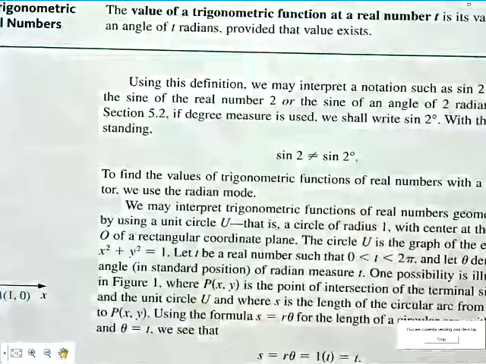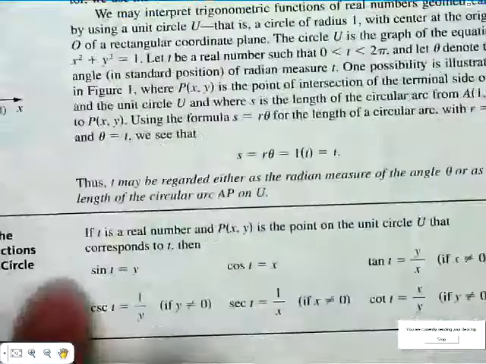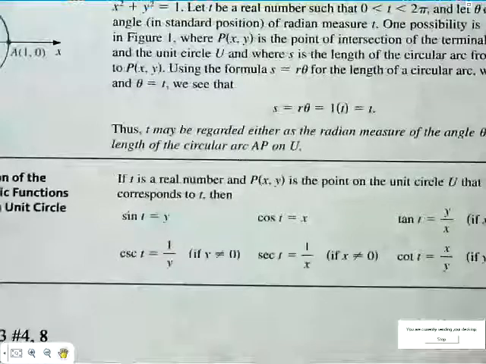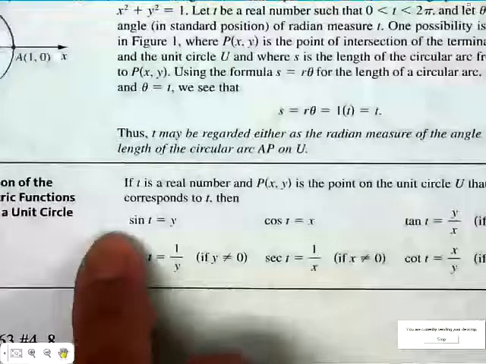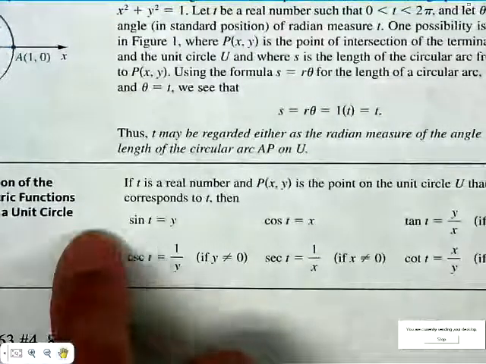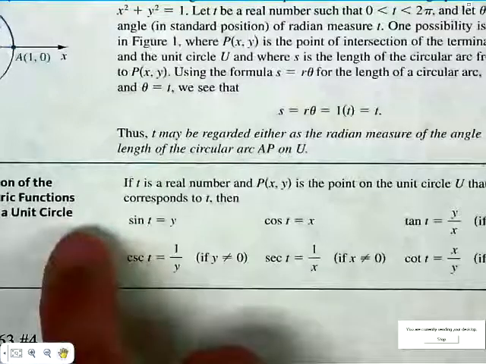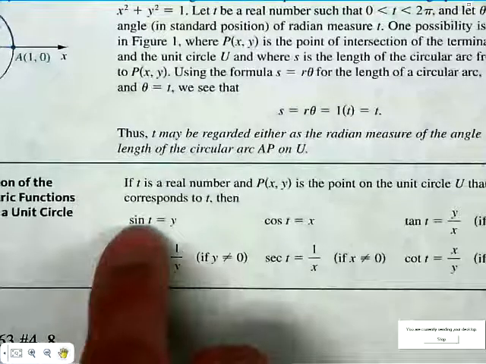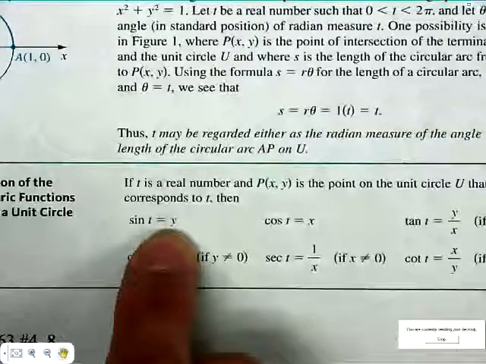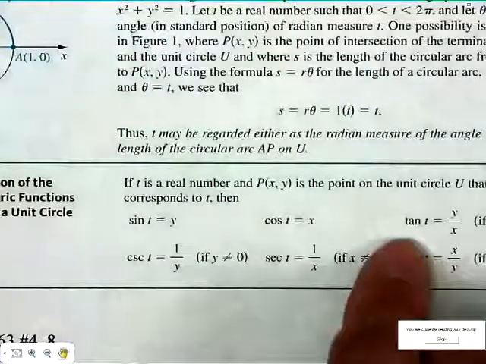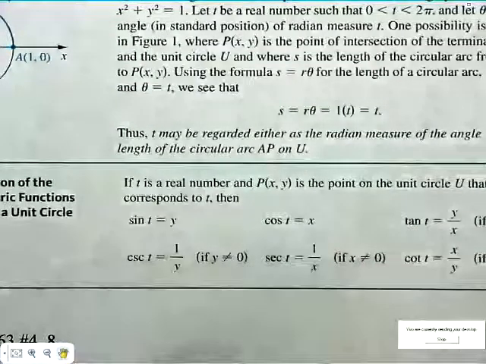The definition of the trig functions in terms of unit circle, like I said, we already have the sine of theta being y over the radius, but in the unit circle, the radius is 1. So the sine of t radians, or the sine of the real number t, is just the y coordinate that corresponds to a point on the terminal side of the angle on the unit circle. Cosine of t is just the x coordinate, tangent of t is just the y divided by the x, and then you have your reciprocal functions.